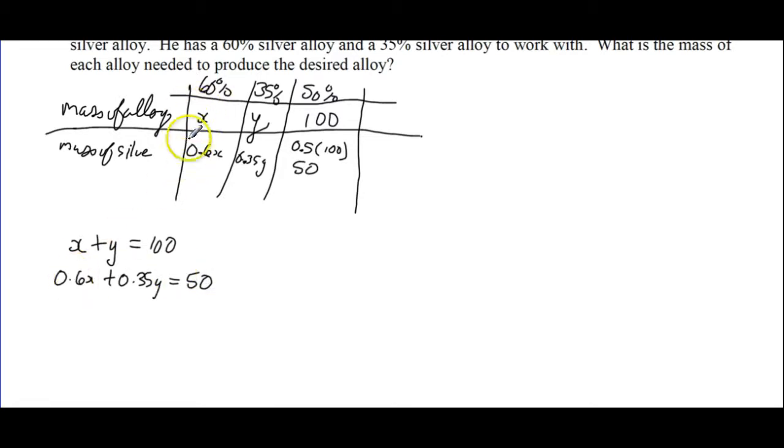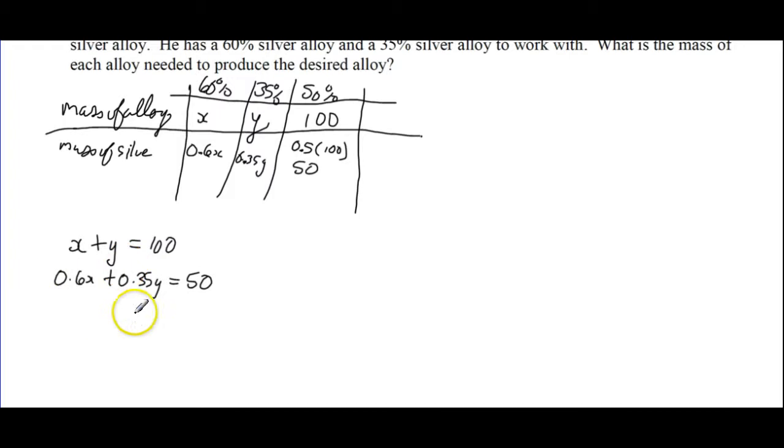Right? And so x is our mass of alloy, how much of the 60% silver alloy, and y is how much of the 35% silver alloy. Okay, anyways, we want to solve this. Well, if we multiply this, let's see, what can we do with these? I could straight solve for x or y, and then use substitution, just putting in here.